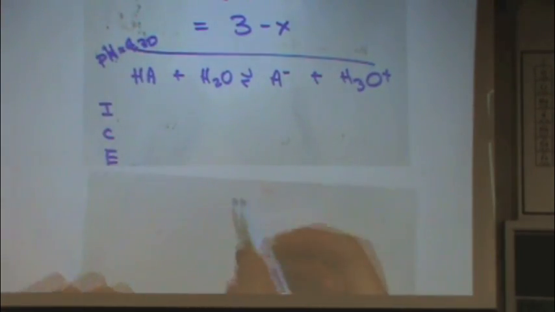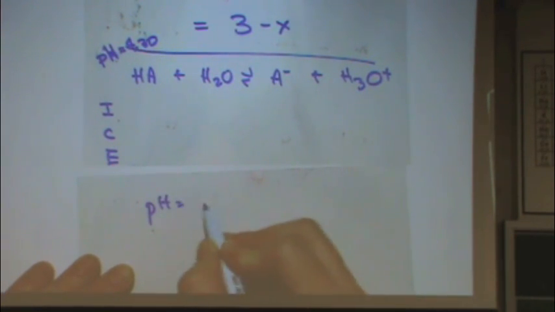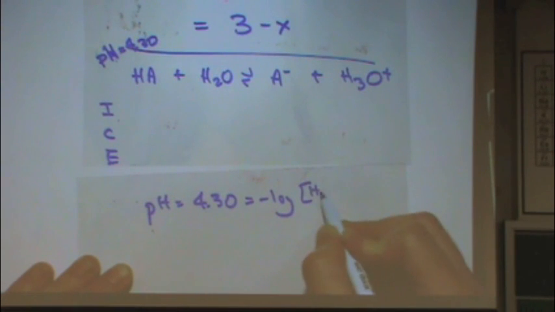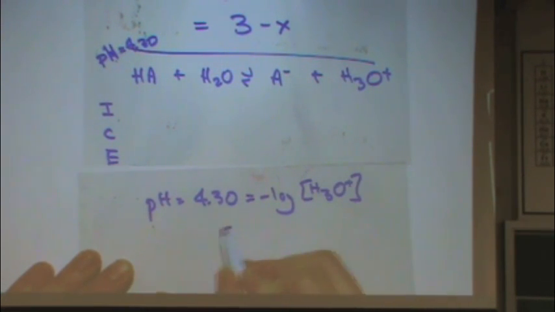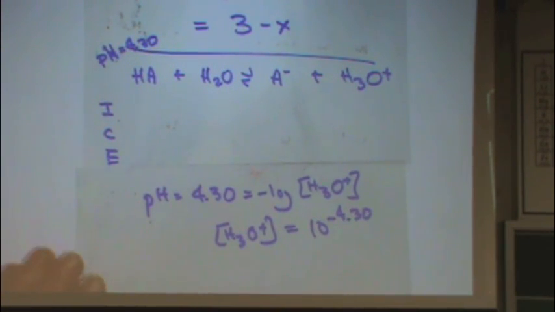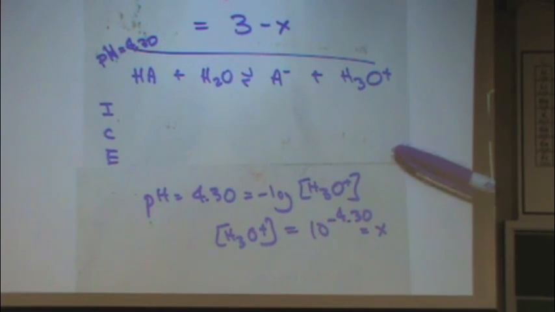If I write on a different page, pH in this case is 4.30. That's the negative log of the concentration of H3O+, so [H3O+] equals 10 to the minus 4.30. This is X. So if there's ever a problem, say a weak acid or weak base, and we give you pH, we've just effectively given you X. And then it would depend what we ask for.